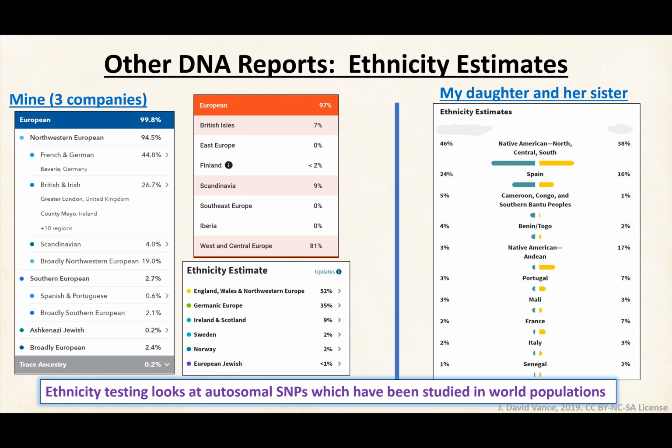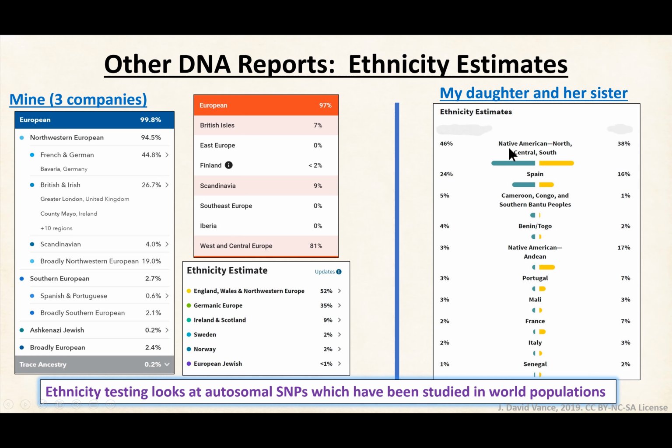Now, ethnicity estimates are one of the most popular things for people to get out of their ancestry testing. People like to see what it says about where they're from. But I want to warn you about a few things that I'll go through here. So on the right-hand side, I'll talk about the comparison between my daughter and her sister's DNA tests. So I pulled these up from the system that we tested with. Now, they're both adopted from Guatemala. They both have strong Mayan influence in their ancestry.